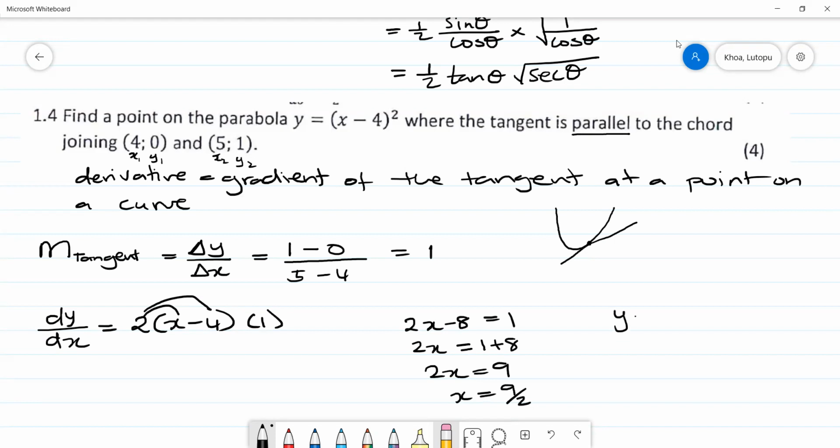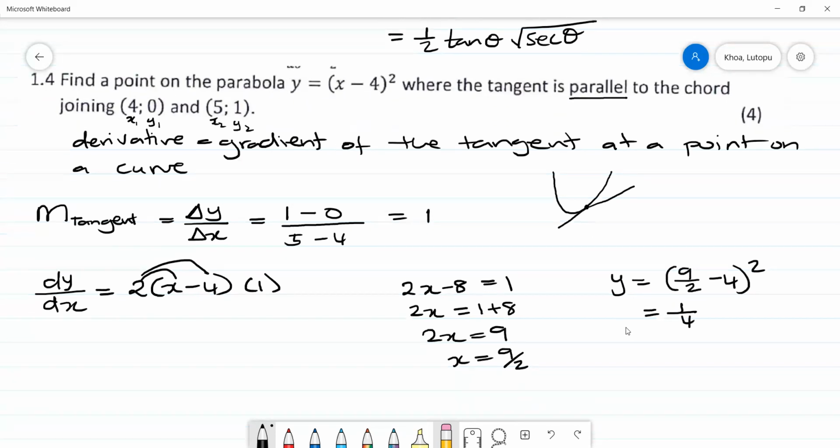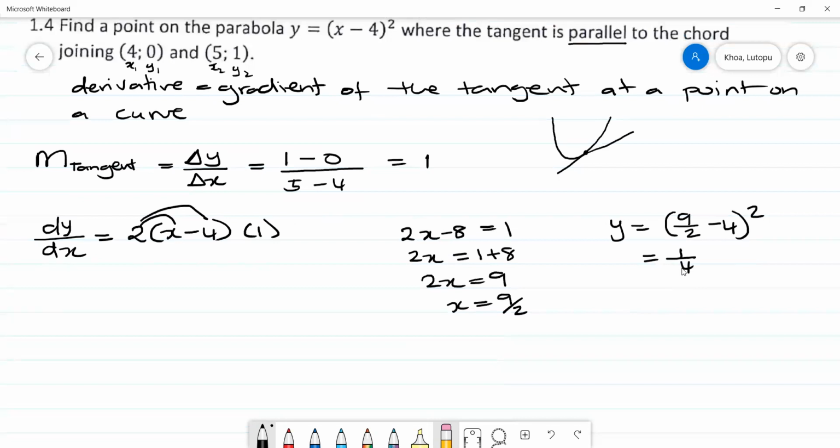So the formula for y is this one here. So I have 9 over 2 minus 4, to the power of 2. So when you work it out, this is 4.5 minus 4. So this is a half squared, which is 1 over 4. So I have the gradient is 1, and the point is 9 over 2, comma 1 over 4. I can work out the equation of the tangent.